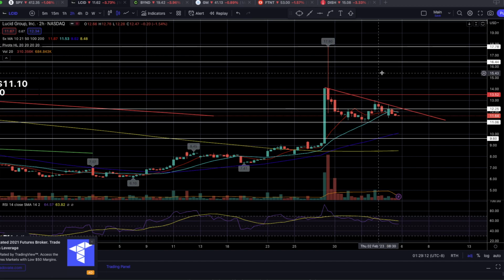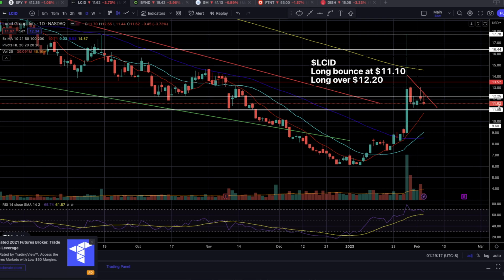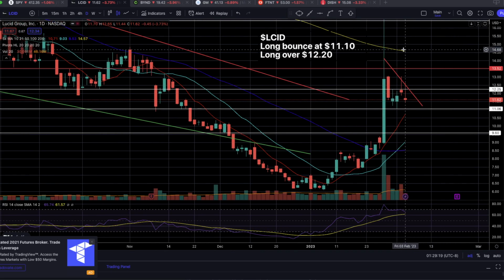So Lucid here, I gave you guys a few different entry points. All right, one is an early entry point and the other will be more of a confirmation entry point. This $11 bounce entry is if we decide to use $11 as a level of support on this bull flag. And then if you want a little bit more of a confirmed entry point, going long over 12.20 or around $12 will give you that confidence.